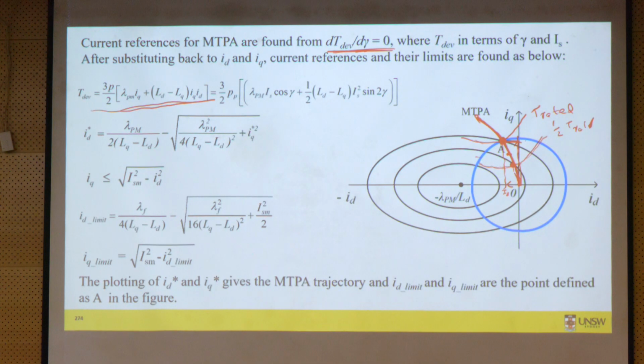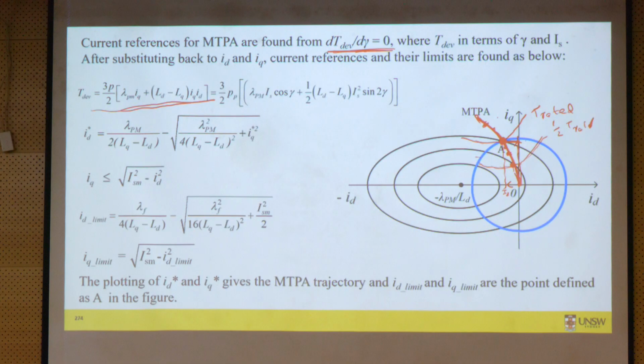For various torque, we can get various operating points, and they together give us this MTPA trajectory. And this is your rated operation. We cannot operate somewhere here.